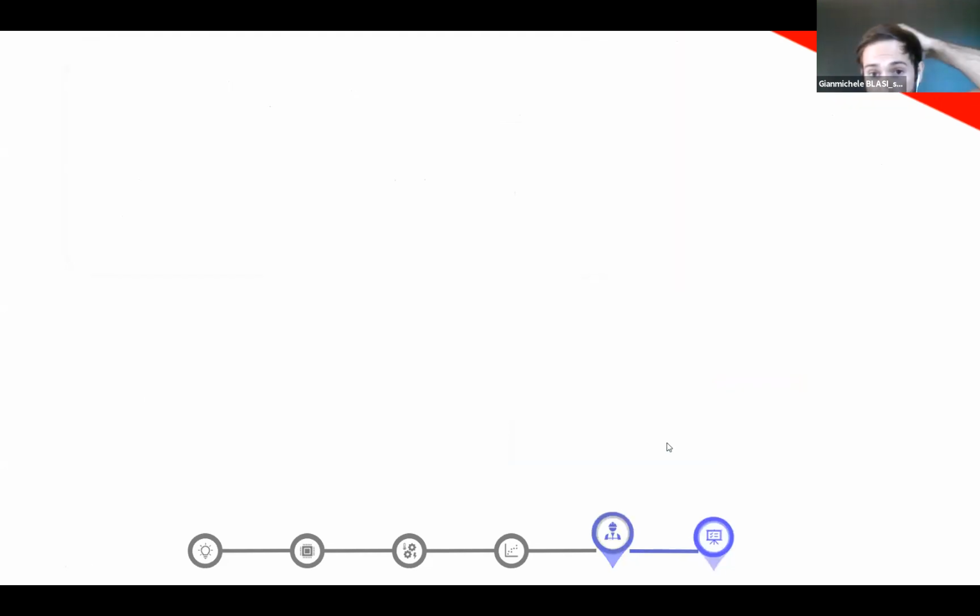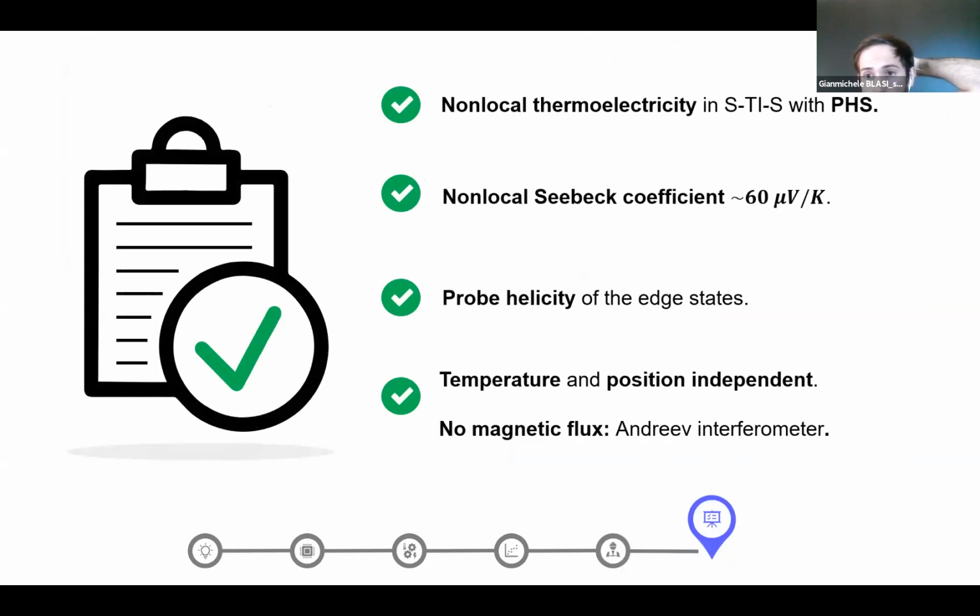I have almost concluded, so let me just draw some brief conclusions. First of all, we understood that it is possible to obtain a non-local thermoelectric effect inside a hybrid topological SNS junction without breaking particle-hole symmetry. This effect is characterized by a non-local Seebeck coefficient, which can reach very high values comparable to that obtained in ferromagnetic superconducting systems.